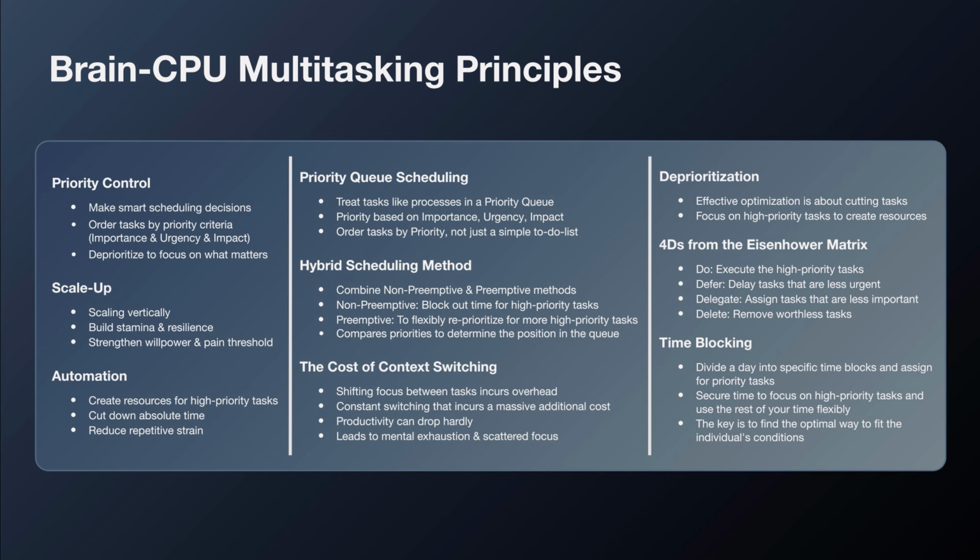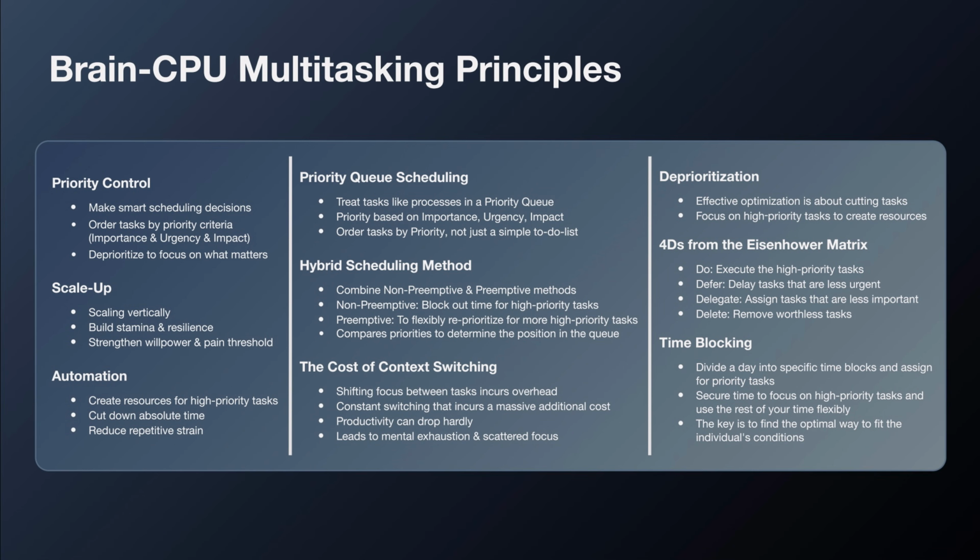Hybrid scheduling method. This is the smartest way to deal with an unpredictable reality. You combine a non-preemptive approach for focused, planned work with a preemptive method for flexibly responding to sudden requests, allowing your system to maintain both stability and efficiency.